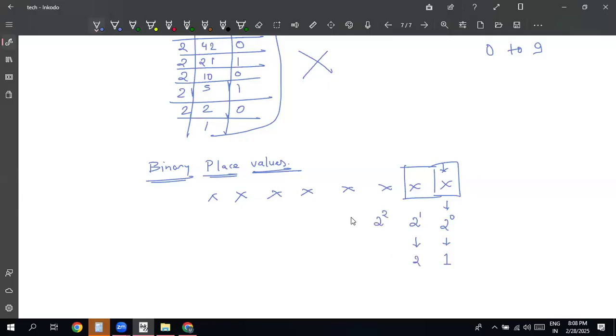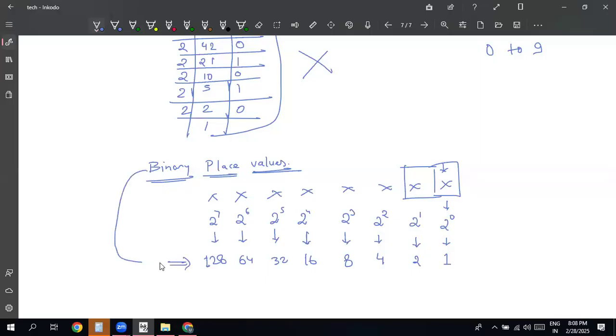Similarly, 2 raised to the power 2, 2 raised to the power 3, 2 raised to the power 4, 2 raised to the power 5, 2 raised to the power 6, and 2 raised to the power 7, which will ultimately give you the values being doubled every time: 4, 8, 16, 32, 64, and 128. These would be considered as the binary place values for your binary number system in the octets. So with the help of these numbers, I'm going to educate you about how quickly you can convert decimal numbers into binary.